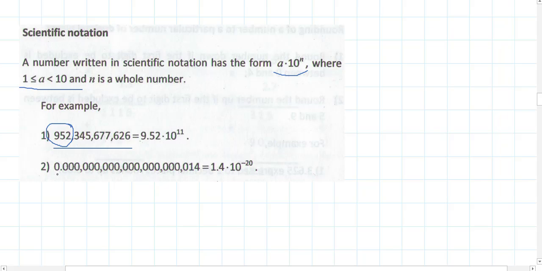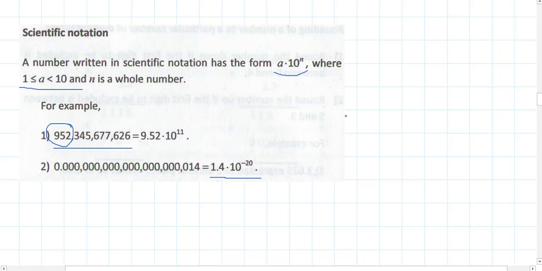And the next one, for example, 0 point and so on, like this number. How many significant figures are here? 1, 2, 3, 6, 9, 12, 15, 18, and 21. So if we want to write it in scientific notation, we have 1.4 times 10 to the power of minus 20. It is minus 20 because the number is less than 1, and we can write it in this form.